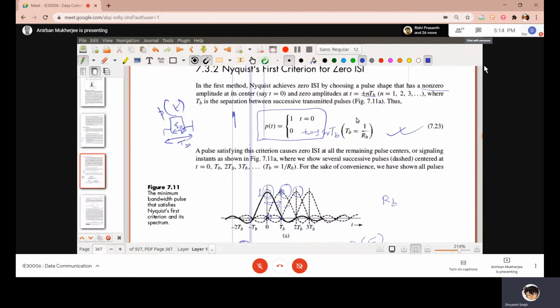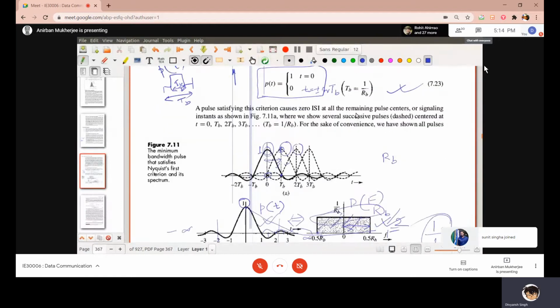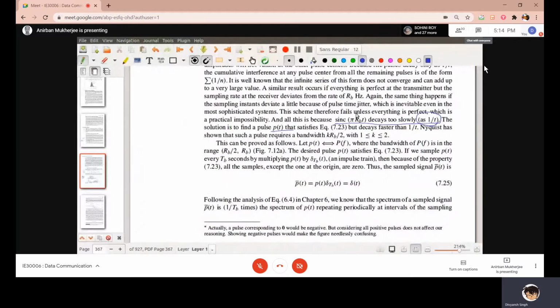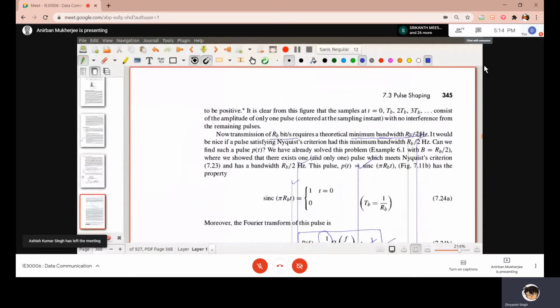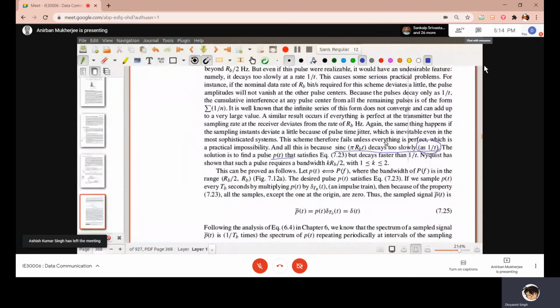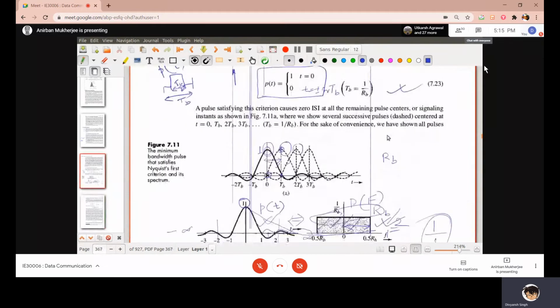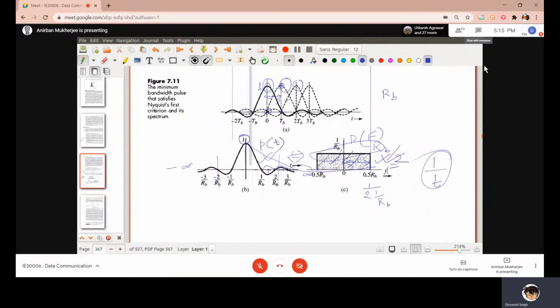Now, also it should be realizable, something like this. That means this one, but it also decays faster. Nyquist has shown that such a pulse requires a bandwidth of k into RB by 2 with k greater than 1 and less than 2. That means if you can spend more bandwidth than the minimum bandwidth, you can do the thing. That means RB by 2 is the minimum bandwidth.